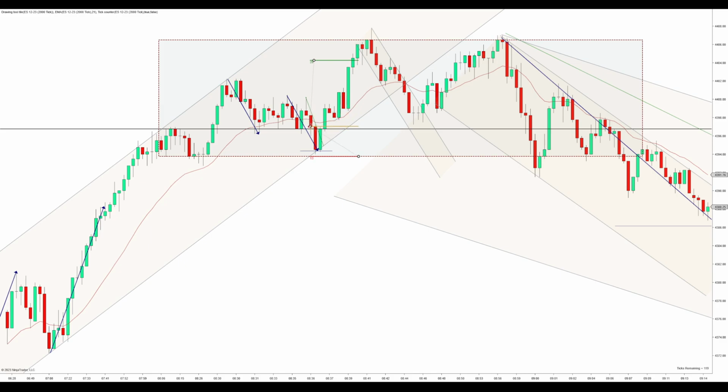Let me drag it down. I would not want to enter on something like that because it did push pretty good back into the overnight high. We had a pretty good push back in, then we closed below. So, I wouldn't want to do that.